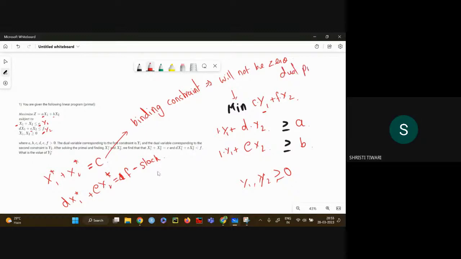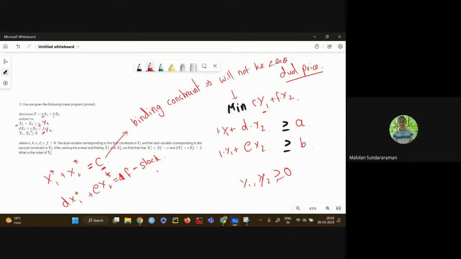So why will it not be 0? Because in the dual, if it's not equal to 0, then these values will come, right? There will be a meaning for having A and B. If it is 0, then there is more scope for increasing x1 and x2 in the primal. The dual price basically tells you the unit worth of this resource C in the primal.